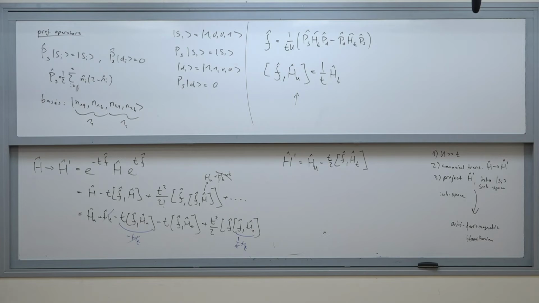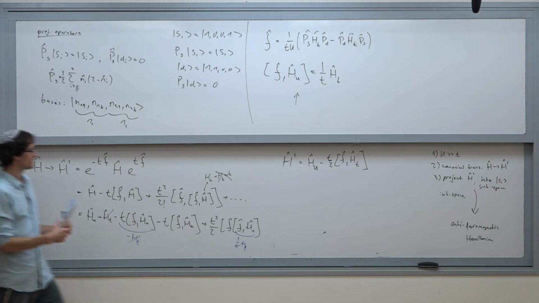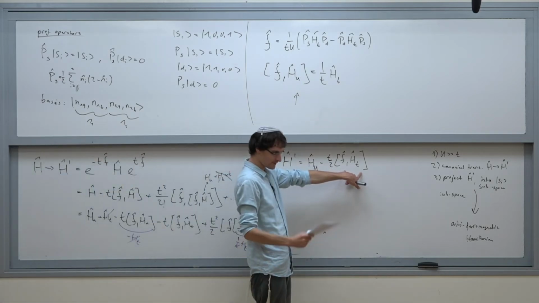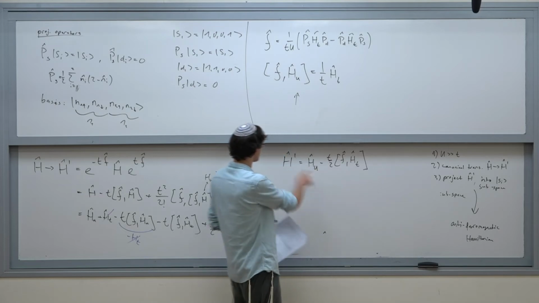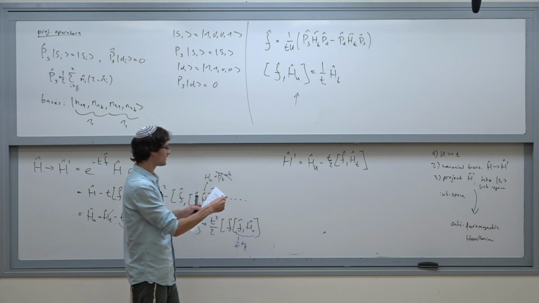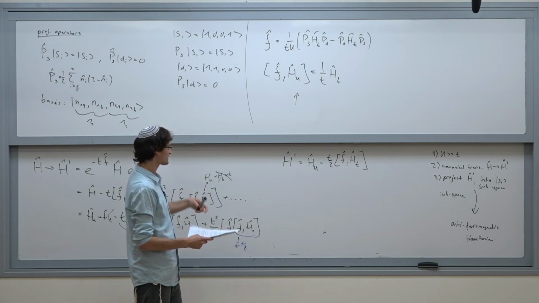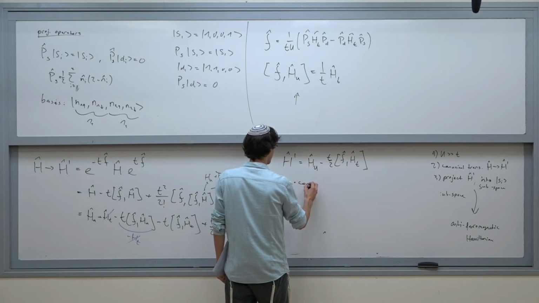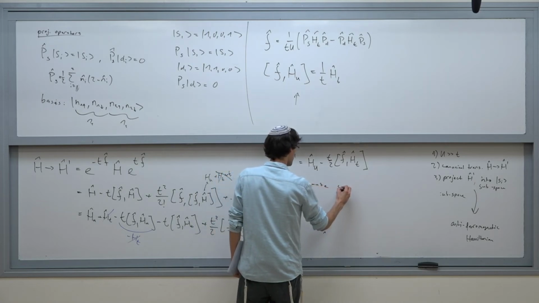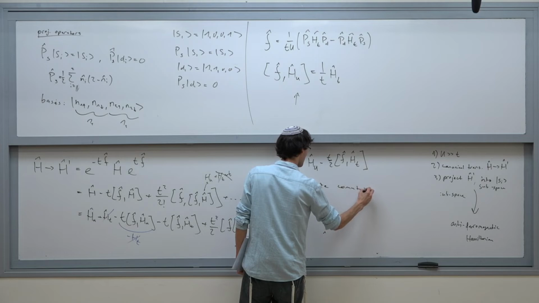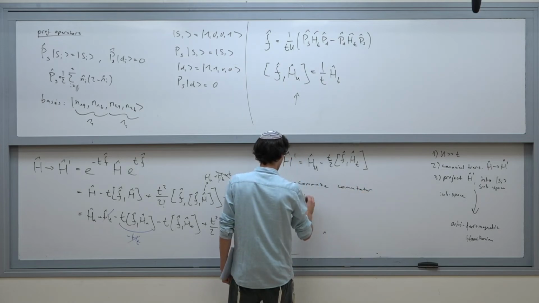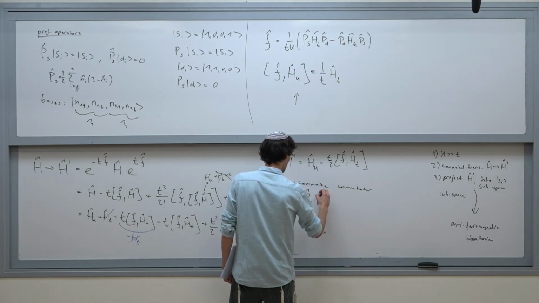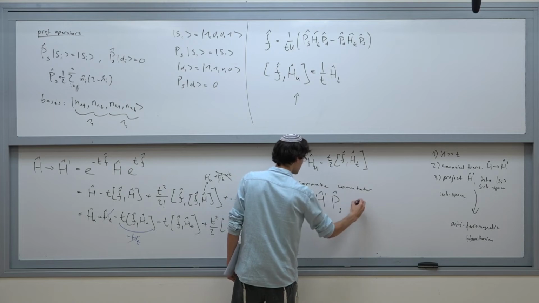What's next? Okay, next we have to evaluate this commutator, which we'll do in a second, and then we have to project this into the S subspace. So the next 2 steps will be to compute the commutator, and then we'll have to project into the subspace.